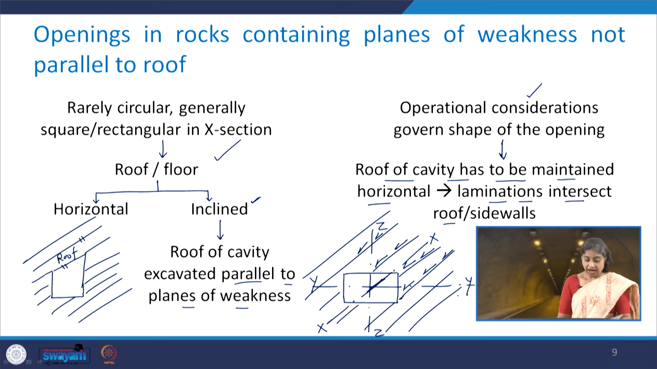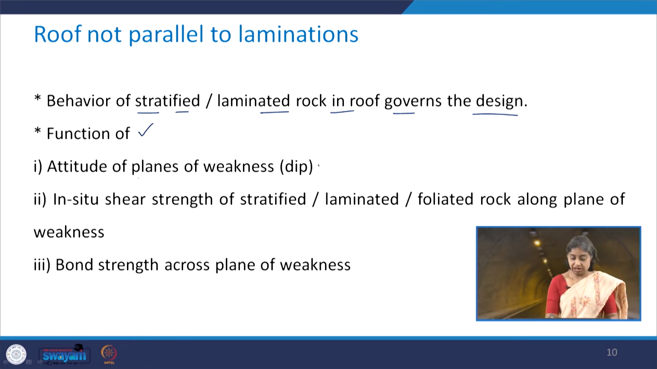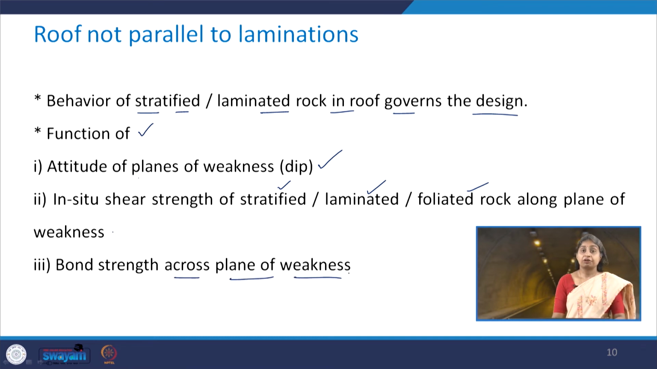So, how to handle such a situation? In this case the behavior of the stratified or laminated rock in the roof governs the design, and it is a function of the attitude of the planes of weakness, also called the dip. Then the in situ shear strength of the stratified or laminated or foliated rock along the plane of weakness is another governing factor, plus the bond strength across the plane of weakness.